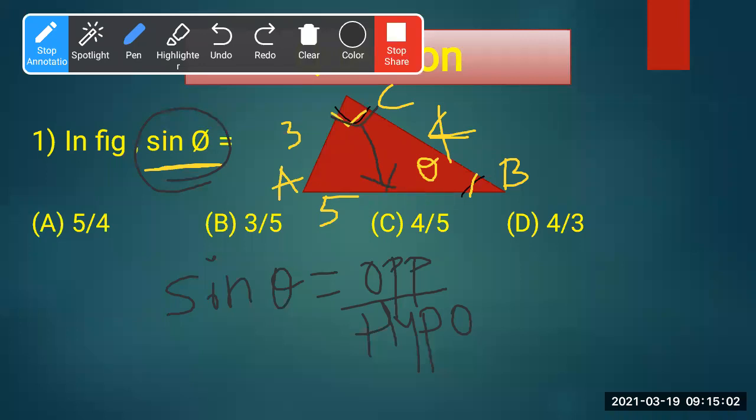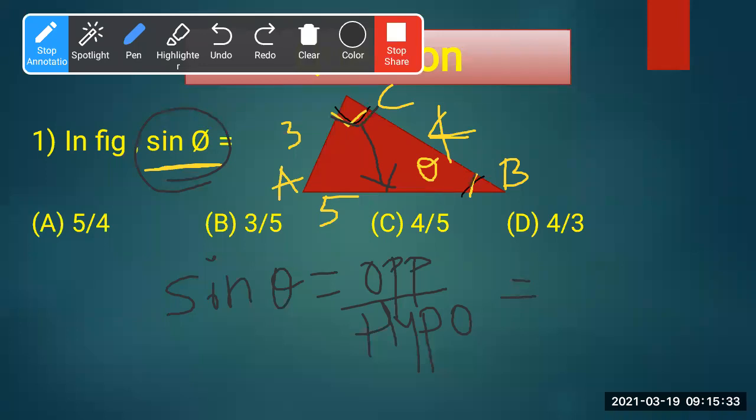The hypotenuse, the opposite side, and the adjacent side are always determined based on the position of the angle. Now here theta is given. Opposite to theta is AC, because in the question they have asked sine theta, not sine 90.